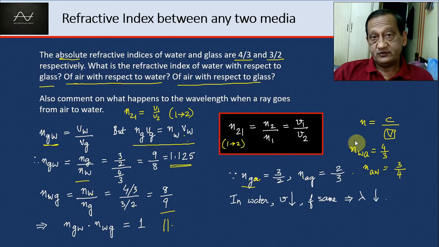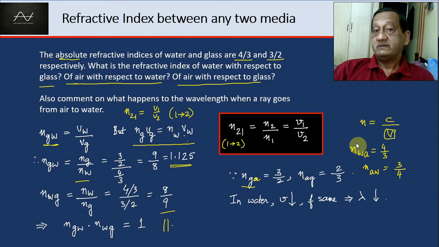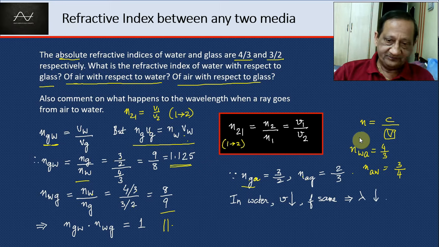N21 is N2 by N1, which is equal to V1 by V2. And what does N21 mean? It means the ray is going from 1 to 2, not from 2 to 1.